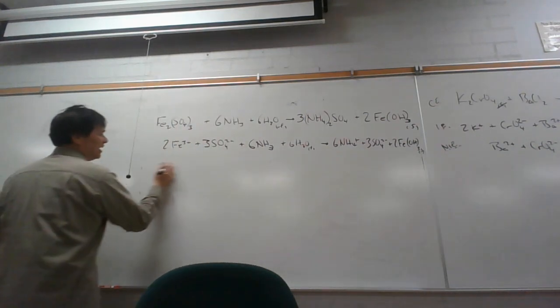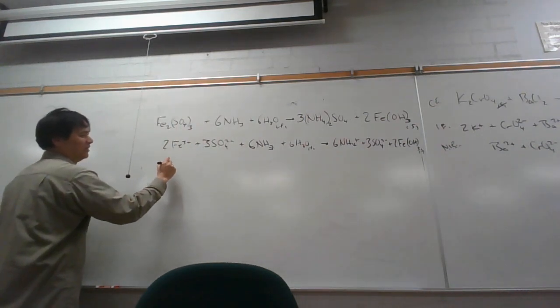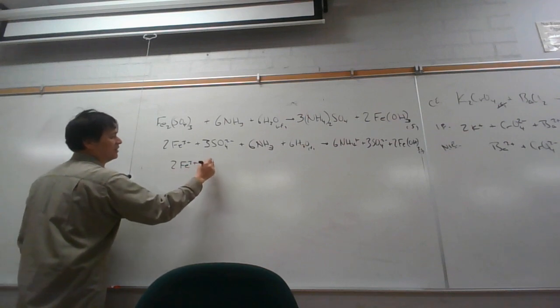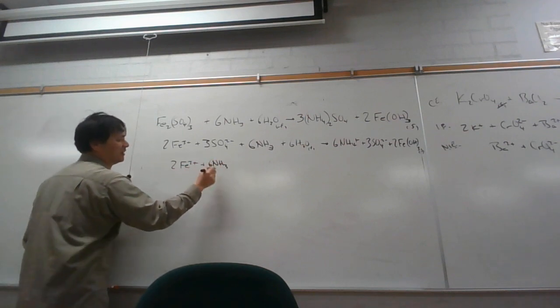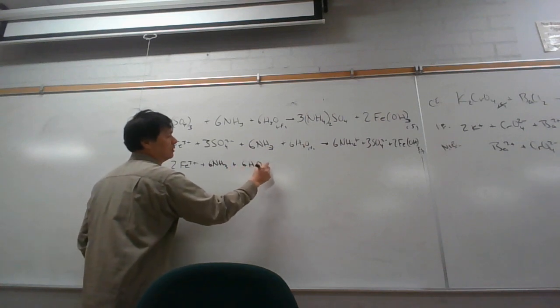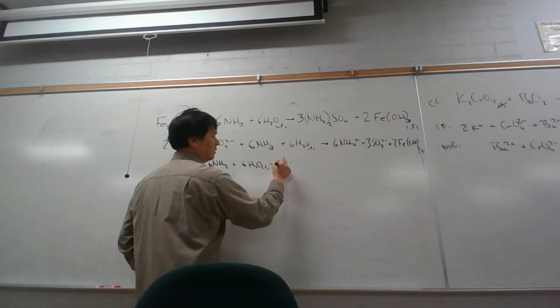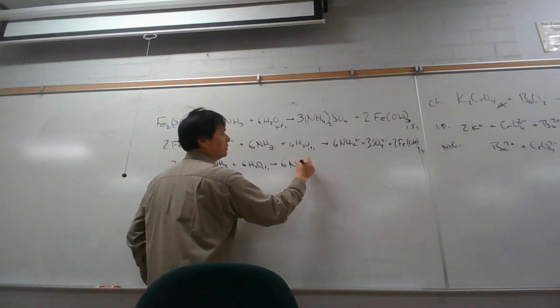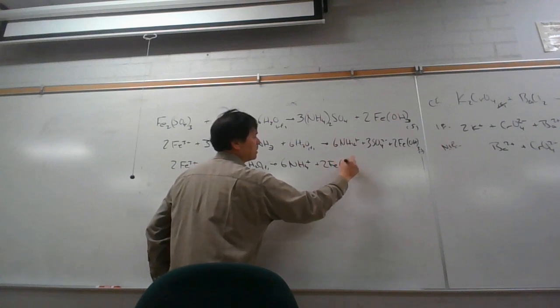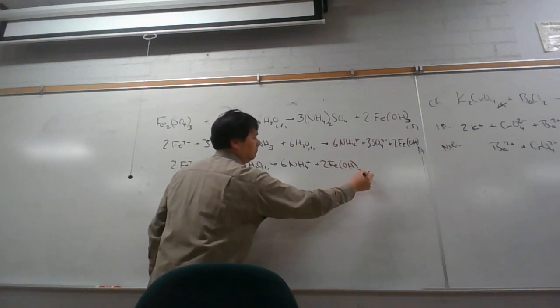Okay, and then the NIE: 2 iron 3s, plus 6 ammonias, plus 6 waters, that goes to 6 ammonium ions and 2 iron 3 hydroxides, solids.